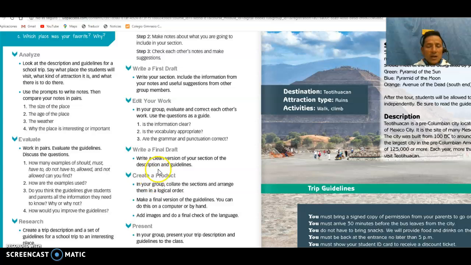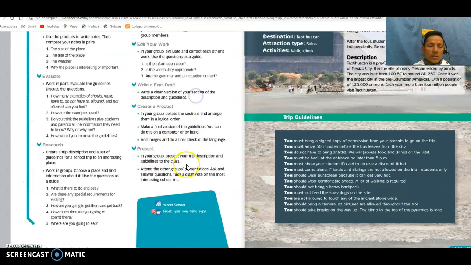Guidelines means you need to tell us how the place is going to be and how's the weather, and what you have to do, what you can do, what you must do, and where you should go, or what you can visit, and how much money you have to spend, and so on. Create a project in your groups. Oh, well, we are not going to do this. So in groups, present the description and guidelines to the classroom.